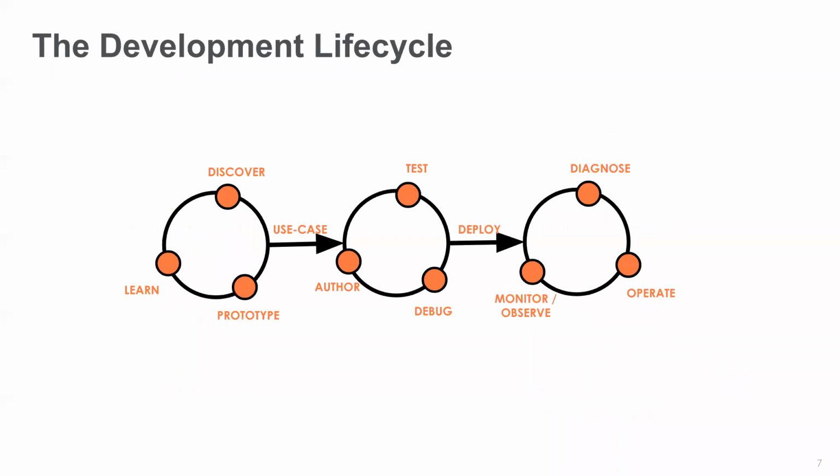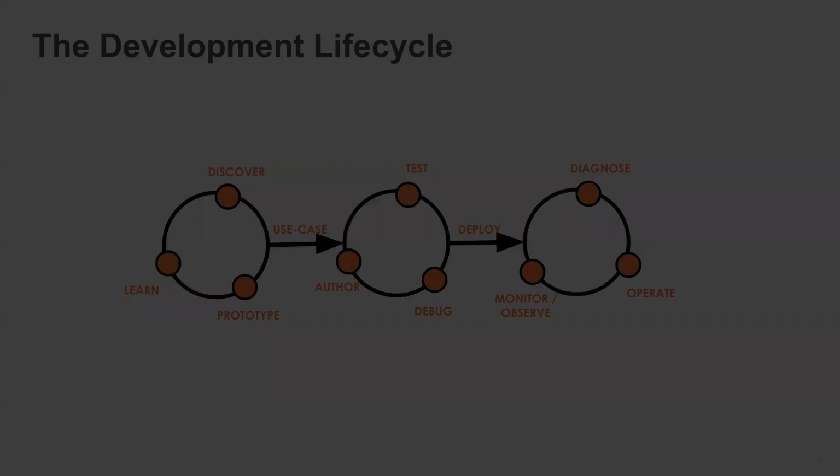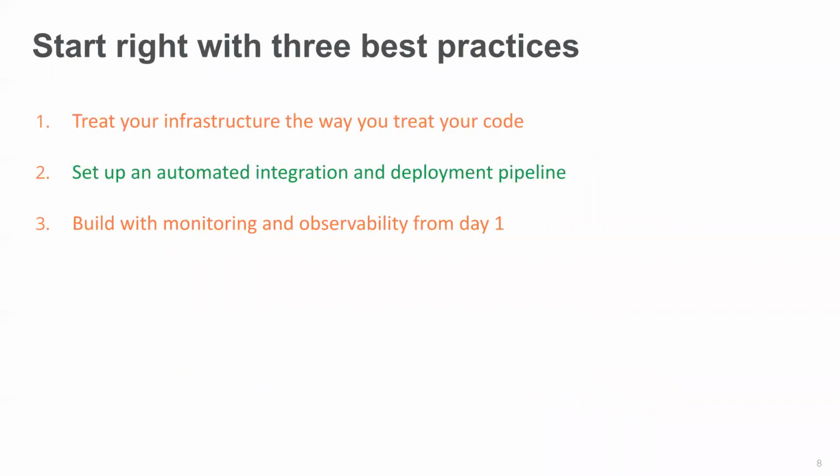So if you go to the next slide, these are the three best practices to start with when you go to microservices. Treat your infrastructure the way that you treat your code. Always use infrastructure as code, go through the standard procedure to deploy the code, and set up an automated integration and deployment pipeline. That's what today's webinar is mostly about.